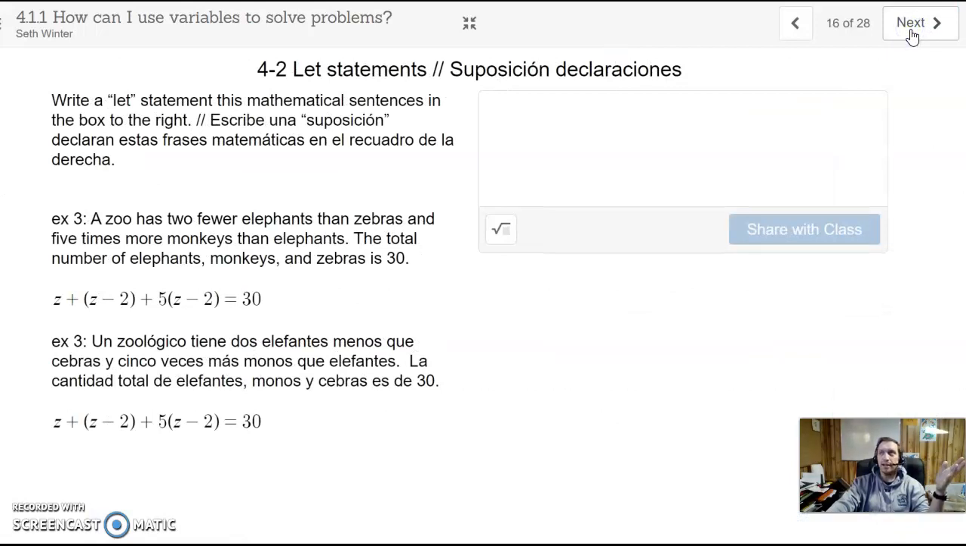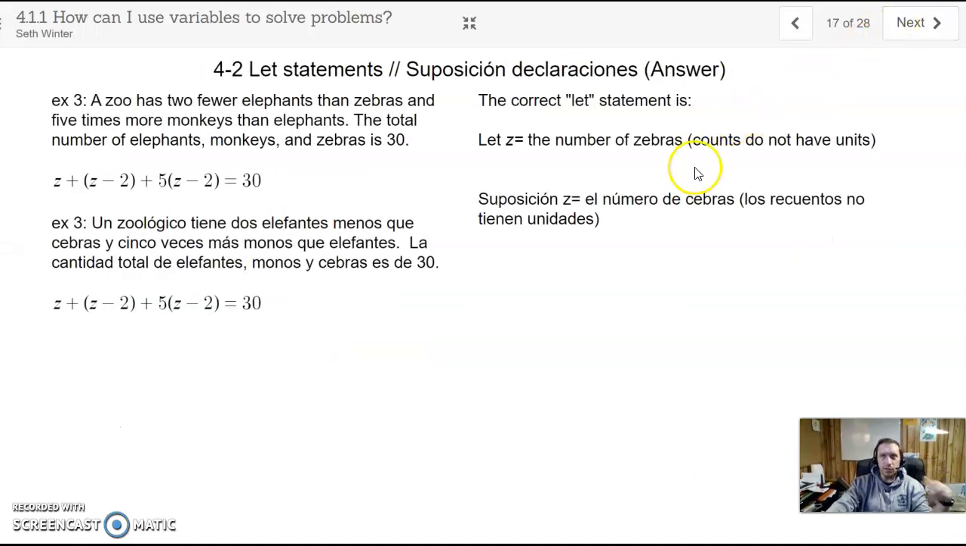Go ahead and try slide 16. Pause it and check it out. All right, maybe you're starting to see. Come back here and you can see that Z is the number of zebras. And then we could do the rest of these based on the zebras. Z minus 2, that's the elephants, and then 5 times Z minus 2, that's the monkeys.